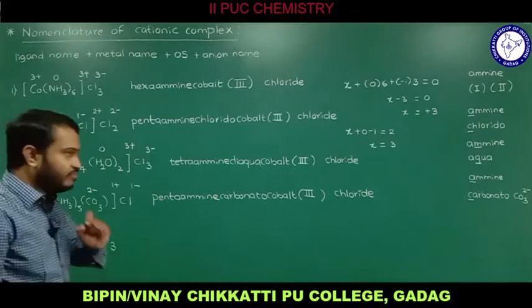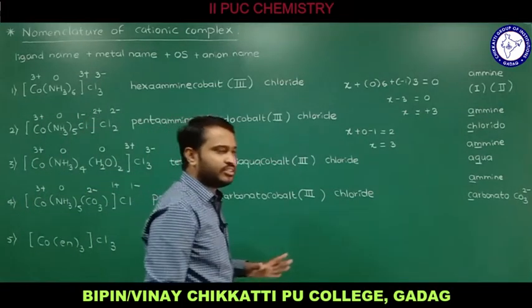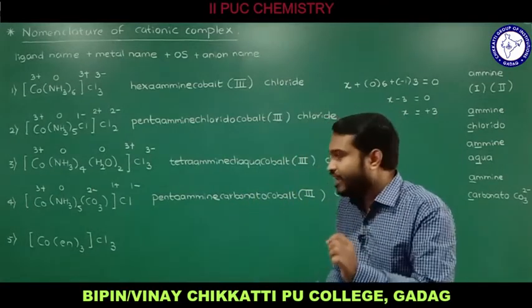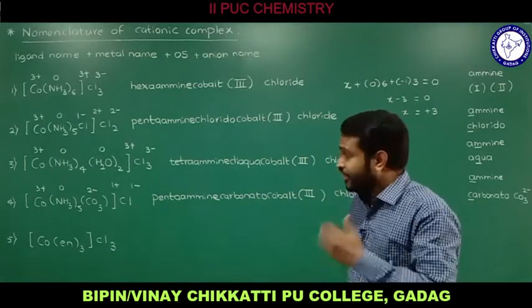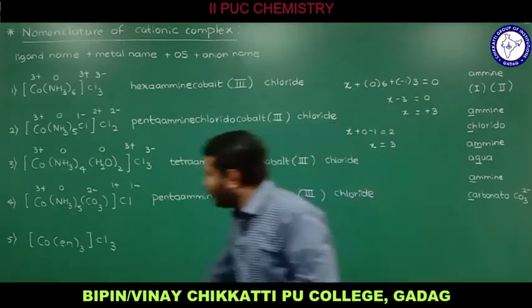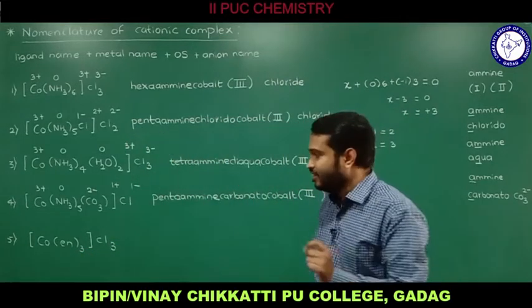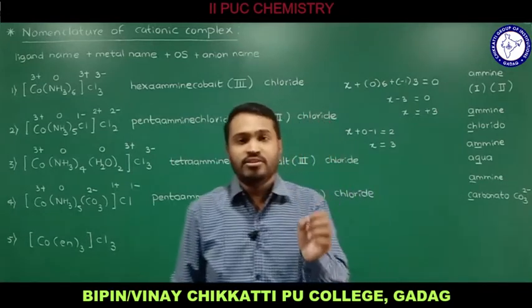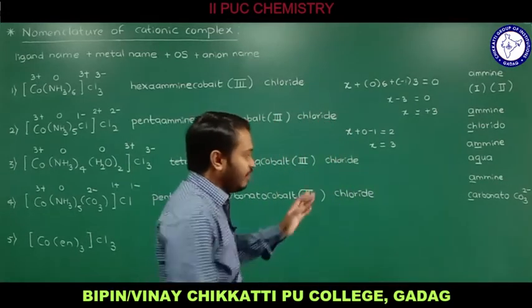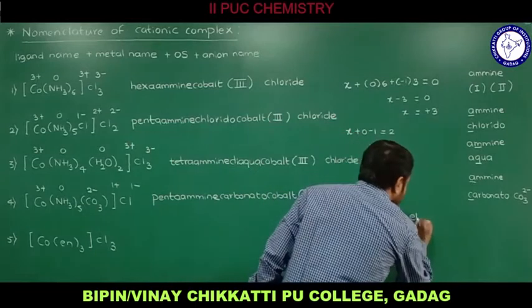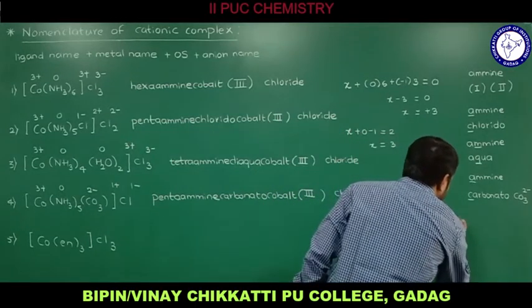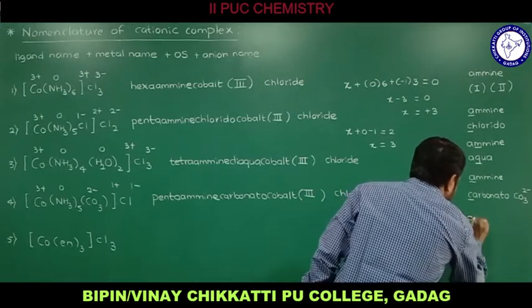Example number 5 we'll see. It is a bit interesting. If you observe the example I have written, Co cobalt, we have en. 3 en we have and Cl3. Do you know what is that en? As I said, en is nothing but ethane 1,2-diamine. Let me write that. What is that en? Ethane 1,2-diamine.